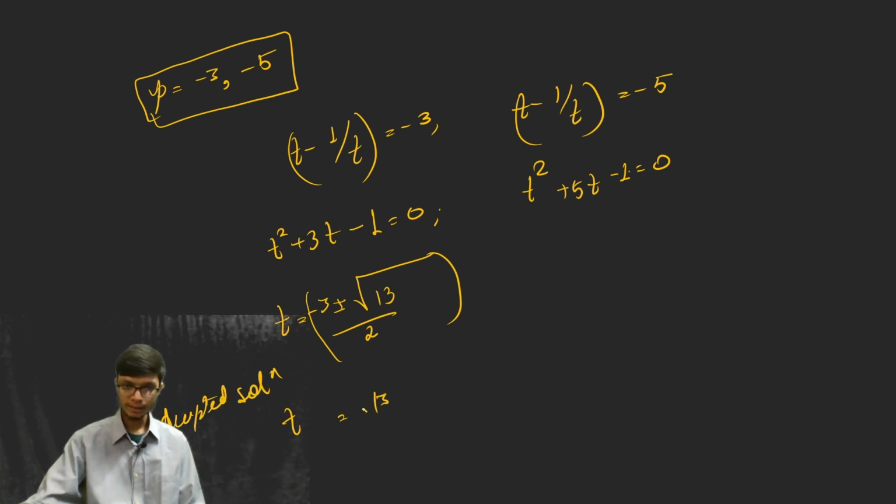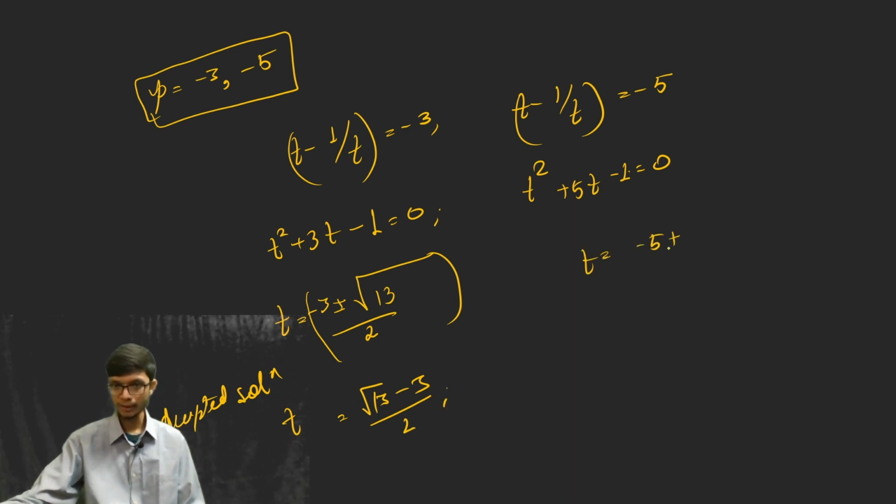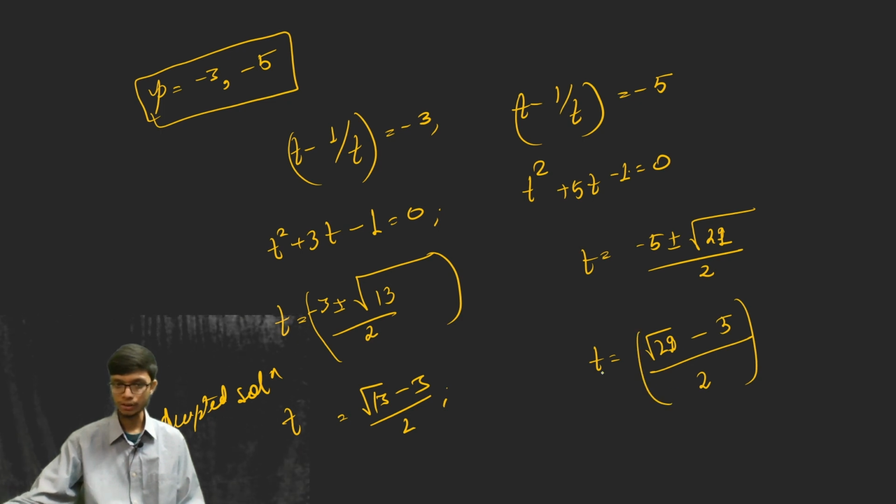The accepted solution is root 13 minus 3 by 2, and from the second quadratic the accepted value will be minus 5 plus minus root under 25 minus 4, that is root 21... sorry, 25 plus 4, that is 29. So the accepted result is t is equal to root 29 minus 5 by 2. So that's the possible solution. From here I get two positive values for t, and these are the positive values of e to the power x. So these are the two roots of e to the power x.